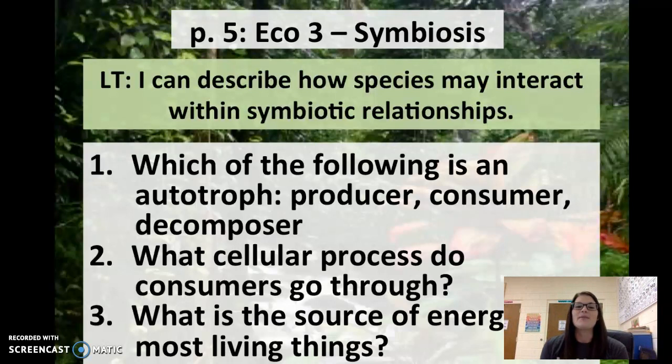Alright, so number 1, which of the following is an autotroph, a producer, a consumer, or a decomposer? Well, first of all, we need to think about autotrophs. That means they make their own food. A producer also makes its own food. Consumers have to eat other things. Decomposers break down dead things. So your correct answer would be producer. Autotrophs and producers are different words for plants.